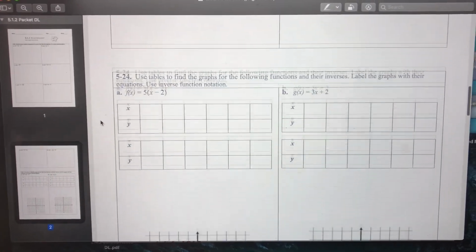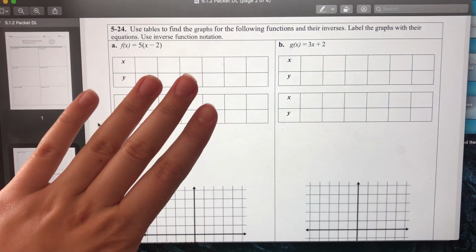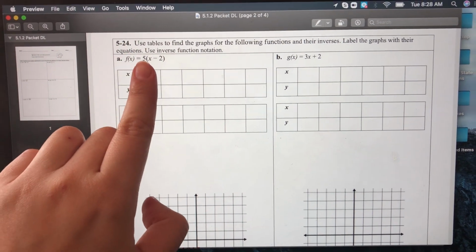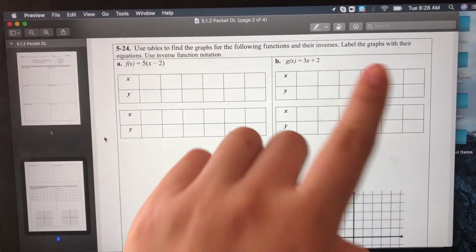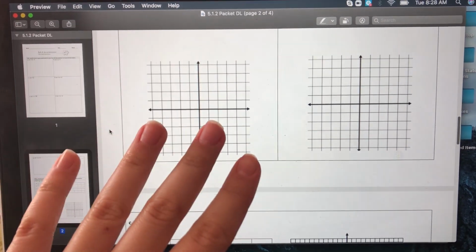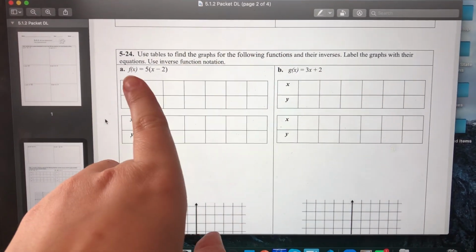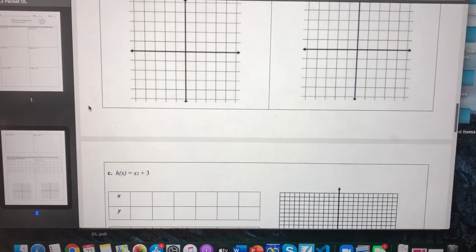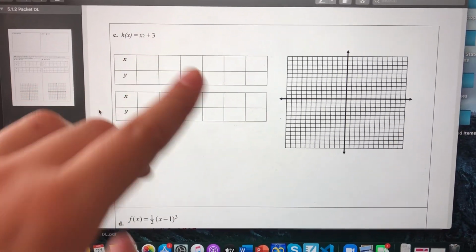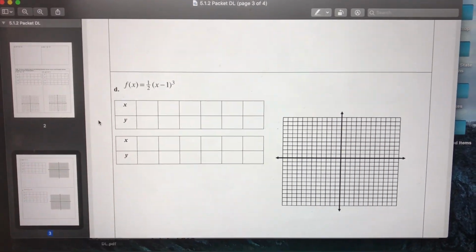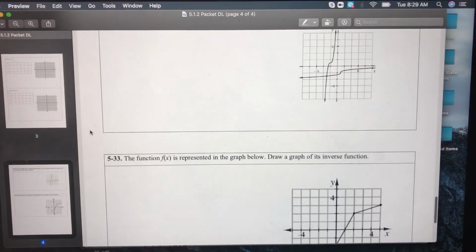Squared. And then you're gonna do the same thing that we did, make the 2 tables, right? This is just 5 times x minus 2 and 3x plus 2. Graph either using Desmos or the tables, and it looks like you have to do the same thing, label their graphs with their equation. So you need to find the inverse with 3 steps again. That's a squared. Cubed. And then you have a few extra problems.